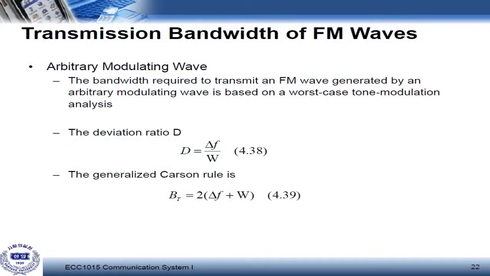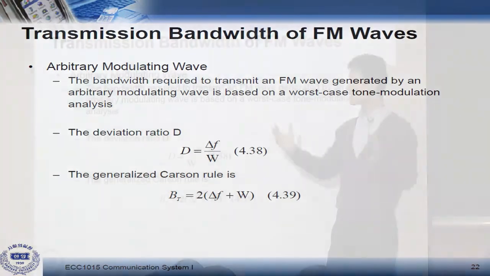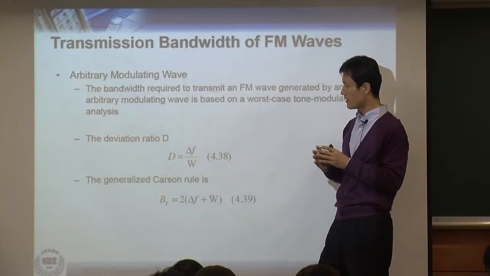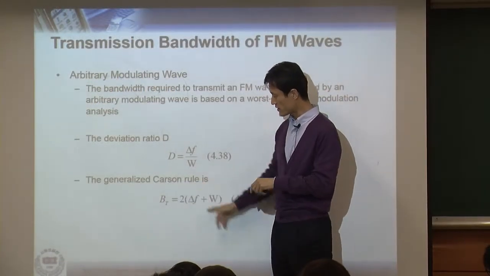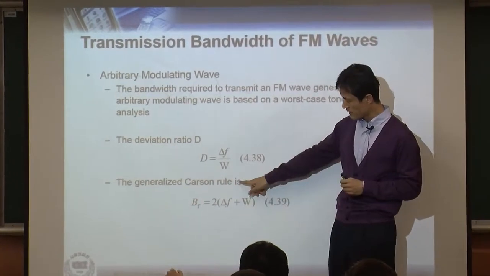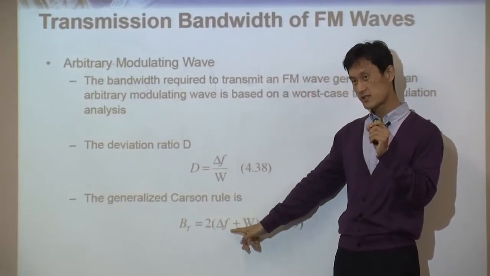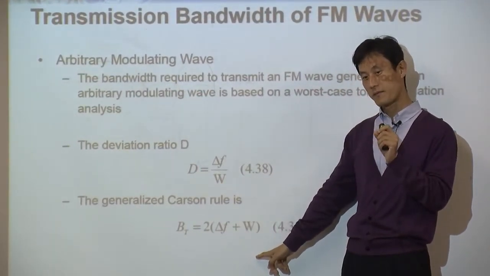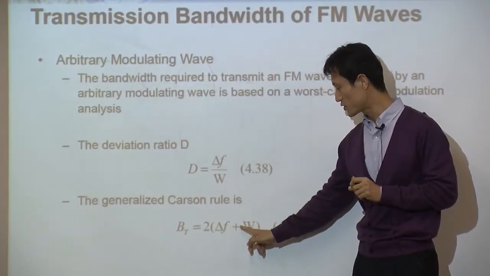This slide just tells you that if our message is not single tone, but has multiple frequencies, then you can change the previous Carson's rule this way. The previous Carson's rule said that when your message has only a single tone, FM, then it's going to be 2 delta F plus 2 FM.